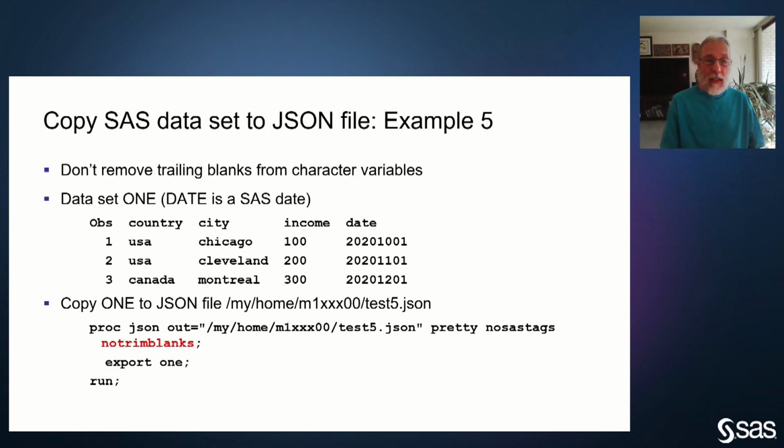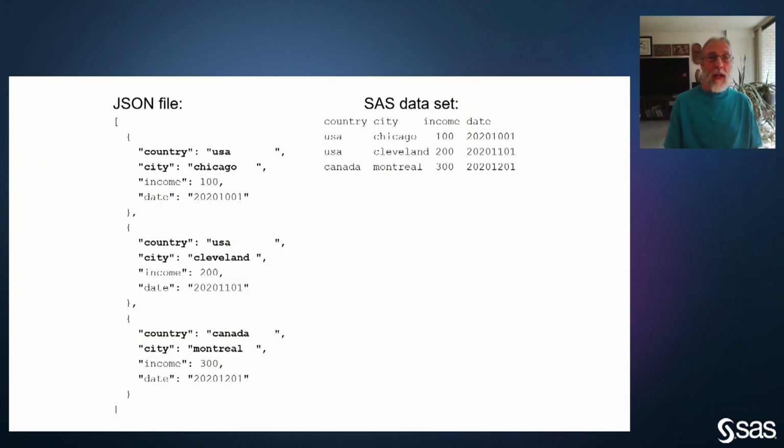And lastly, let's try the no trim blanks option. What that's going to do is for character variables, in this case country and city, we're going to pad them to the full length of the character variable and not trim off the blanks. And again in bold you can see that country and city, the values now have trailing blanks at the end.